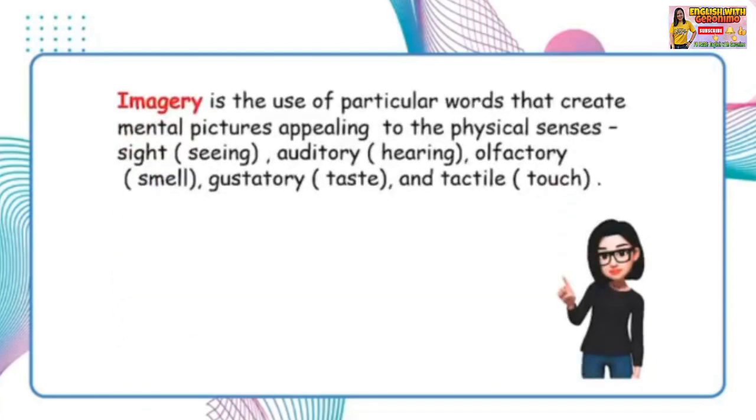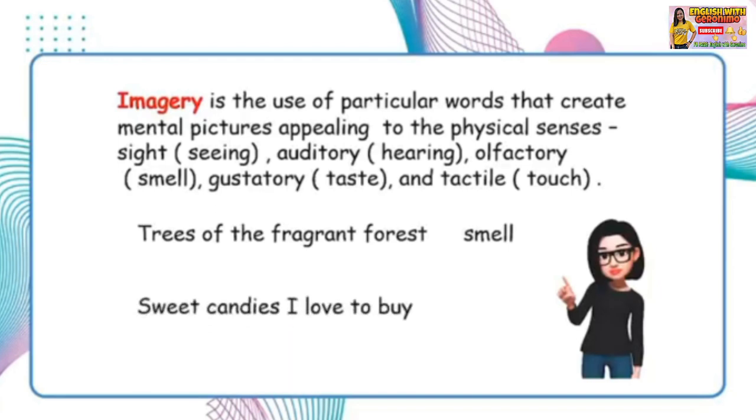Imagery is the use of particular words that create mental pictures appealing to the physical senses, such as visual for seeing, auditory for hearing, olfactory for smell, gustatory for taste, and tactile for touch. An example is "trees of the fragrant forest." This line appeals to your sense of smell because of the word fragrant. Another example is "sweet candies for love to buy." This line appeals to your sense of taste because of the word sweet. So that's all for imagery.